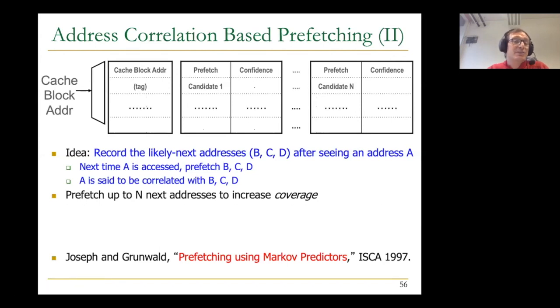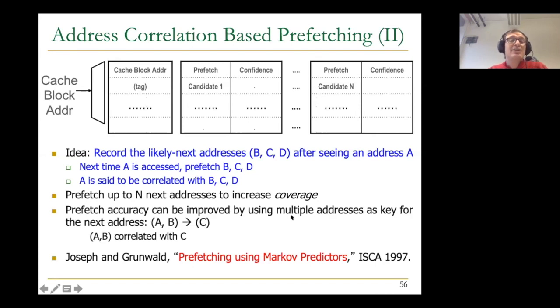You may have an accuracy problem here if you prefetch everything, of course. And you can improve prefetch accuracy by using multiple addresses as key for the next address. So for example, you don't keep track of correlation between one single address and the next addresses, but you keep track of correlation between two addresses coupled or fused with a next address. So in this case, A and B are said to be correlated with C. Of course, your table structure needs to be different now. You may need to hash into your table using two addresses. Okay. So hopefully this is interesting.